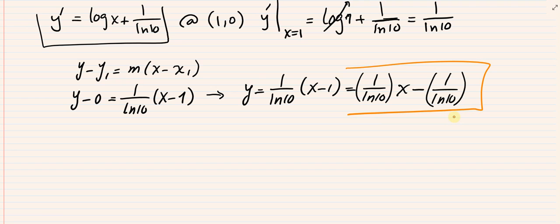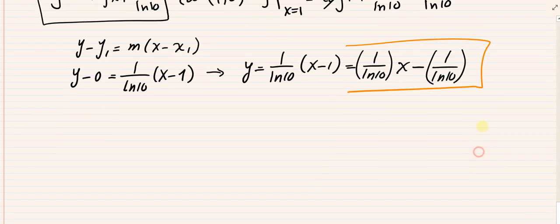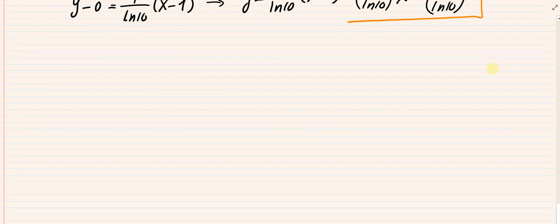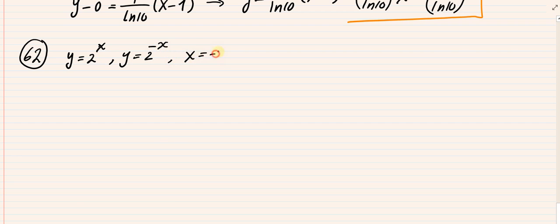Exercise number 58. Looking at one last one and we're done with this lecture. We're going to look at exercise number 62. In exercise number 62, the question: find the area of the region bounded by the graphs of y equals 2 to the x and y equals 2 to the negative x, and lines x equals negative 2 and x equals 2.